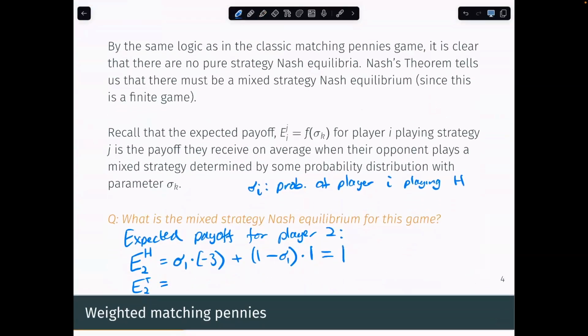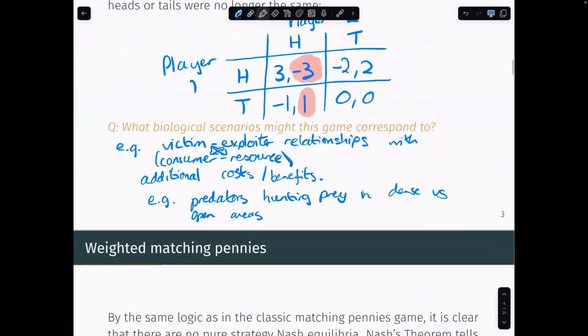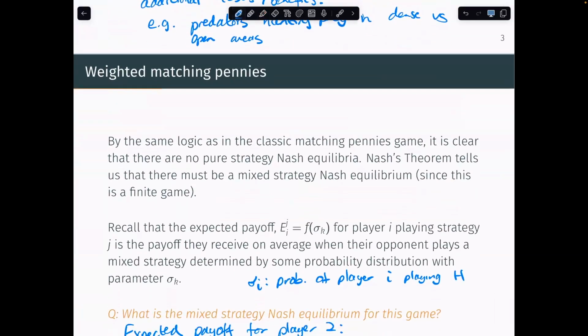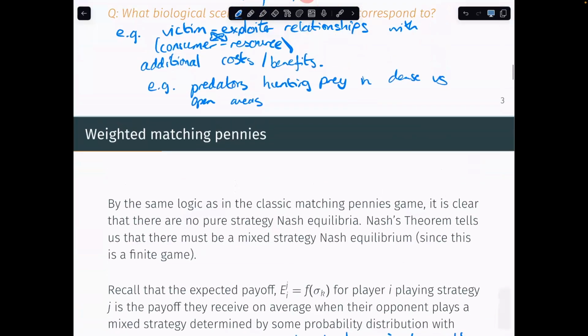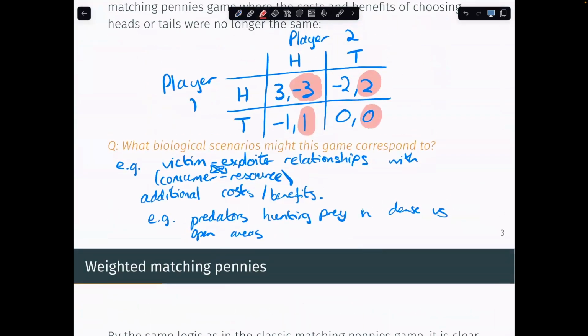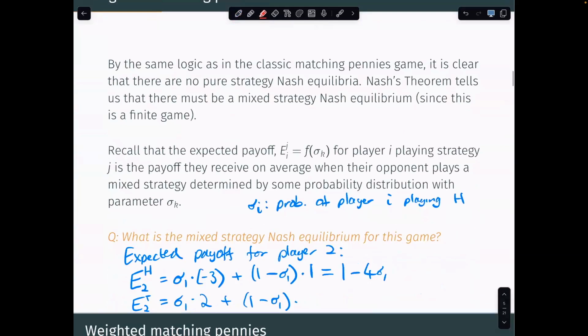So this should give us 1 minus 4 sigma 1. And then we do exactly the same thinking about what happens if player 2 plays tails. So again, they play tails. The probability that player 1 plays heads is going to be sigma 1. And in this case, the payoff is going to be 2 for player 2. Probability that player 1 plays tails is 1 minus sigma 1. And the payoff this time is going to be 0. Gives us 2 sigma 1.